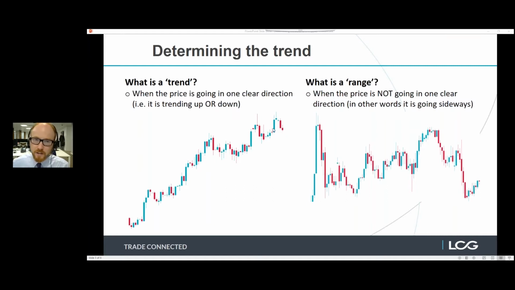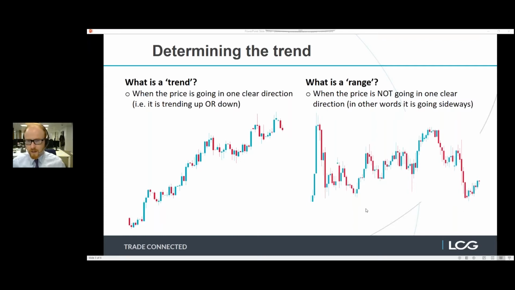When we're not in a trend, what is it? Well, it's a range. So when a price is not going in one clear direction, that's what a range is. In other words, it's going sideways. You can say it's going a sideways direction, but that's not too helpful when you're using trend following techniques to determine when to place your trades. So you can see here that maybe the price makes a new high, but it quickly comes down and makes a new low. New high, then new low again.